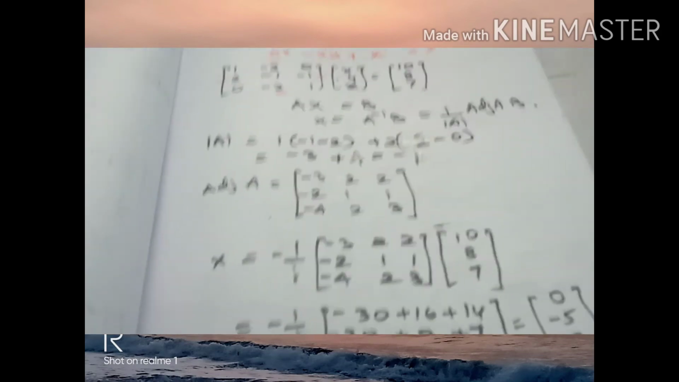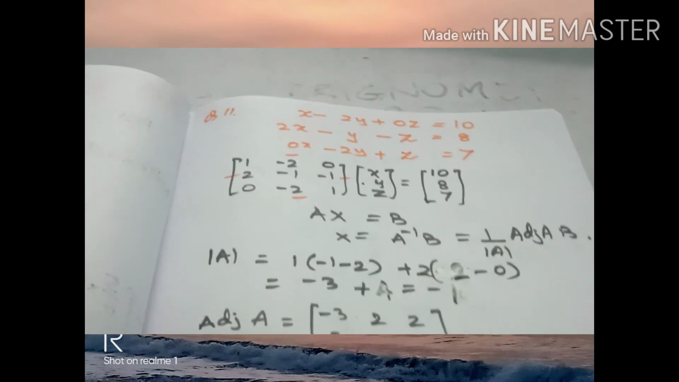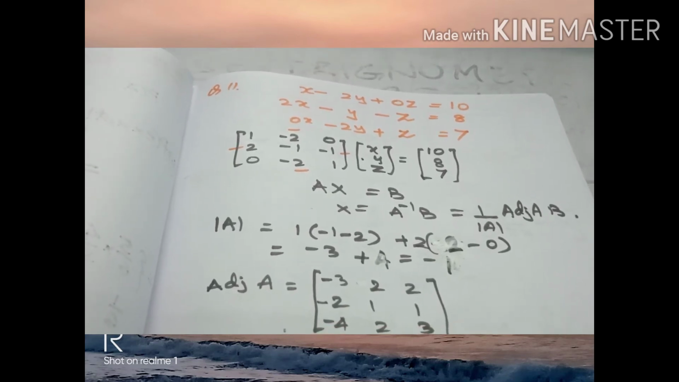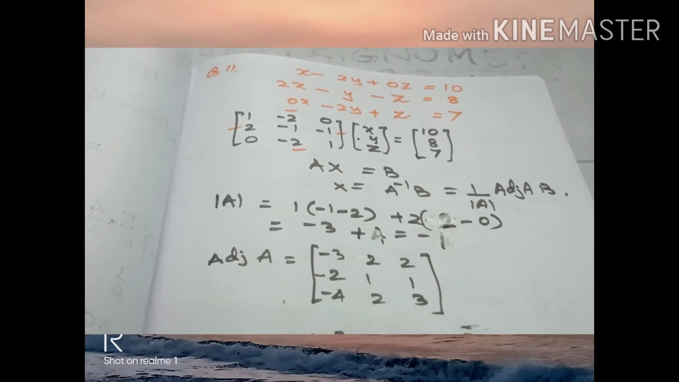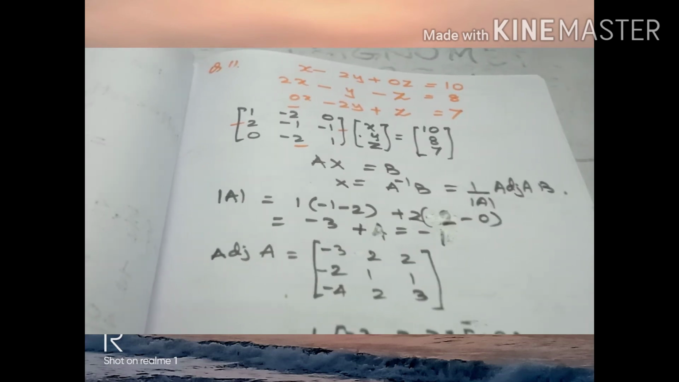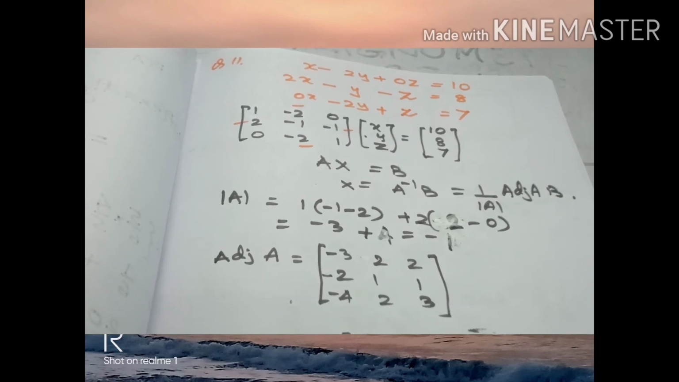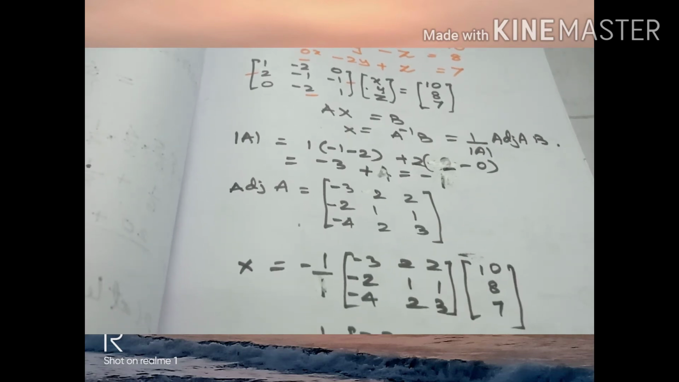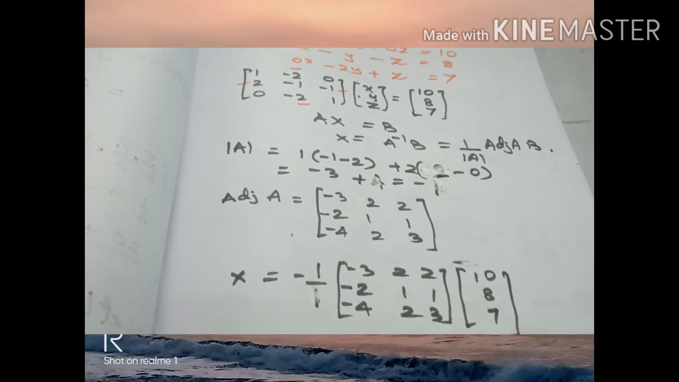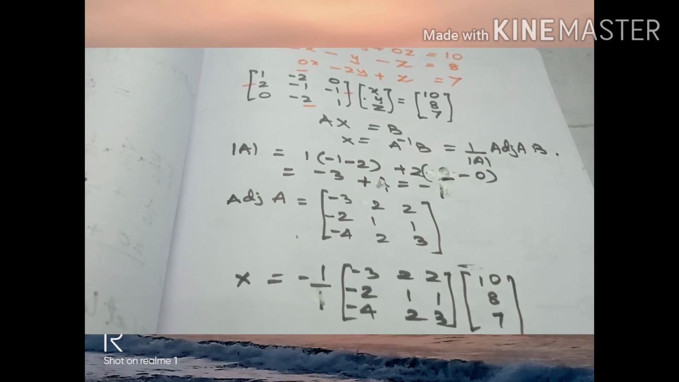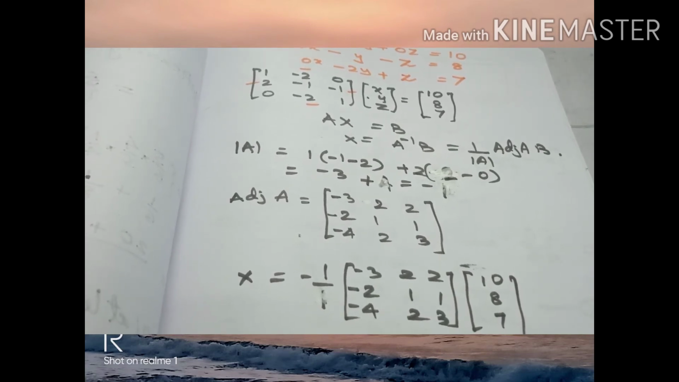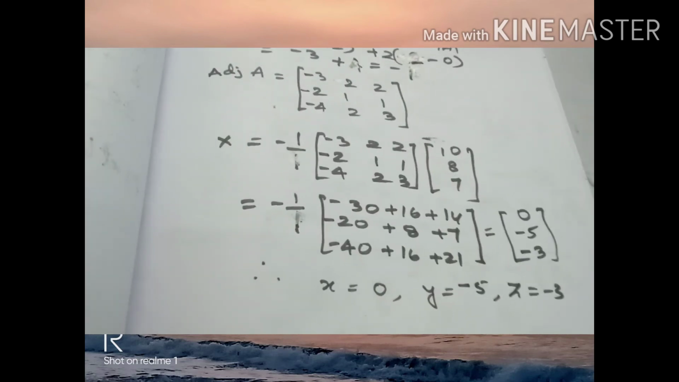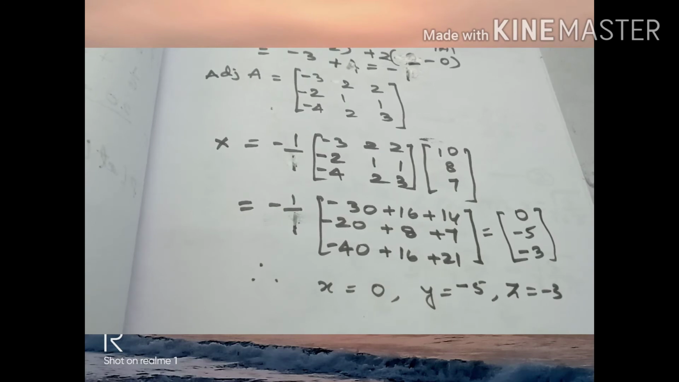Question number 11. This is a straightforward question of solution of a system of equations using the matrix method. We have to find the inverse and multiply it with the other side of the equations, that is, the constants. So the inverse is calculated as adjoint of A by mod of A. Mod of A is -1, and finally x is 0, y is -5 and z is -3.